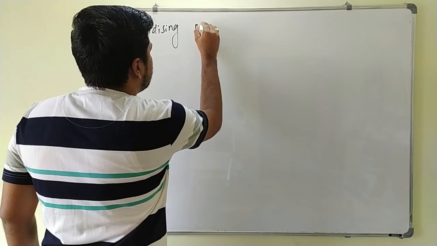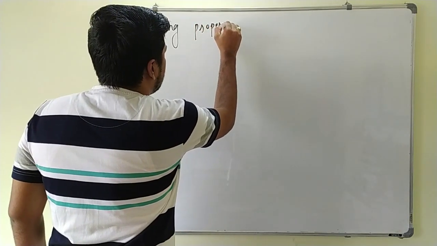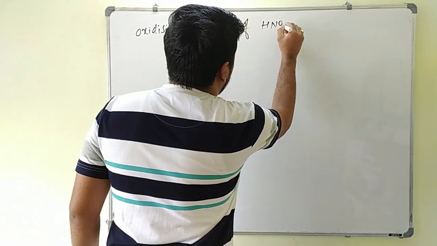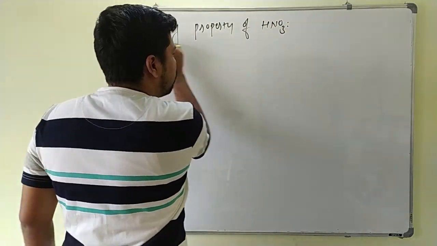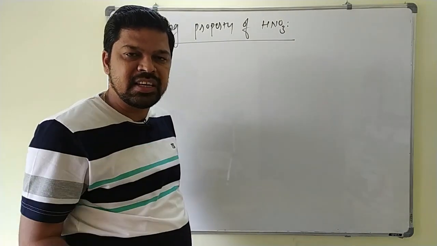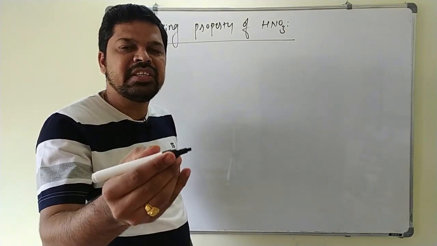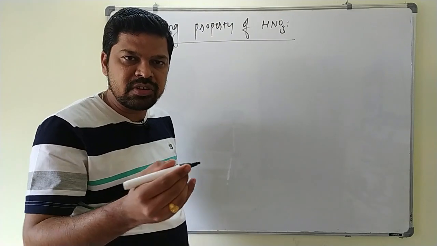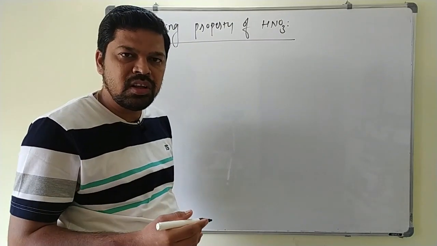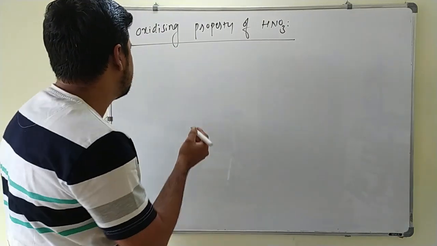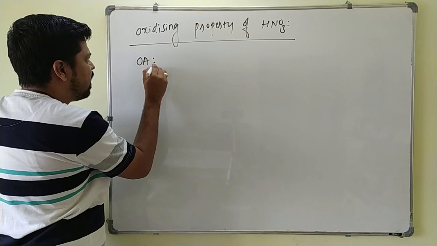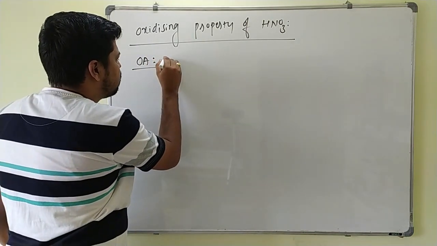Oxidizing property of HNO3. Okay, so already we know what is an oxidizing agent. A species which gives nascent oxygen is called an oxidizing agent, or a species which undergoes reduction is what is called an oxidizing agent. So first I'll write what is an oxidizing agent, OA.